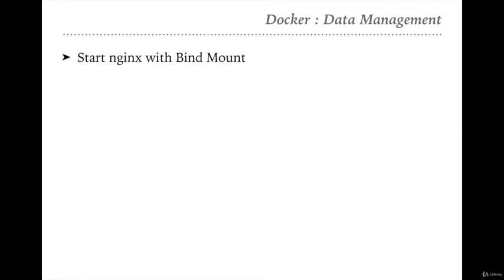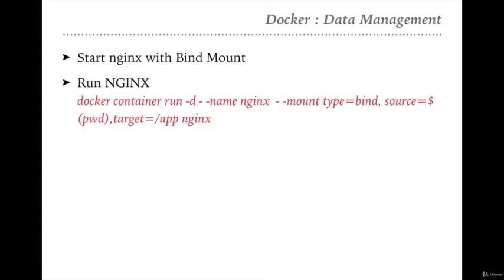Now let's start an Nginx container with a bind mount. To do this, we need to use the below command. We execute docker container run -d for detached mode, --name, where we provide the container name, and then --mount. Then we define the type of the mount, which is bind, then a comma, source equal to $pwd. It means use the current directory. If you don't want to use the current directory, you can define a hardcoded directory here. And then we need to define the target. The target means which directory inside the container will be mounted with this particular source directory.